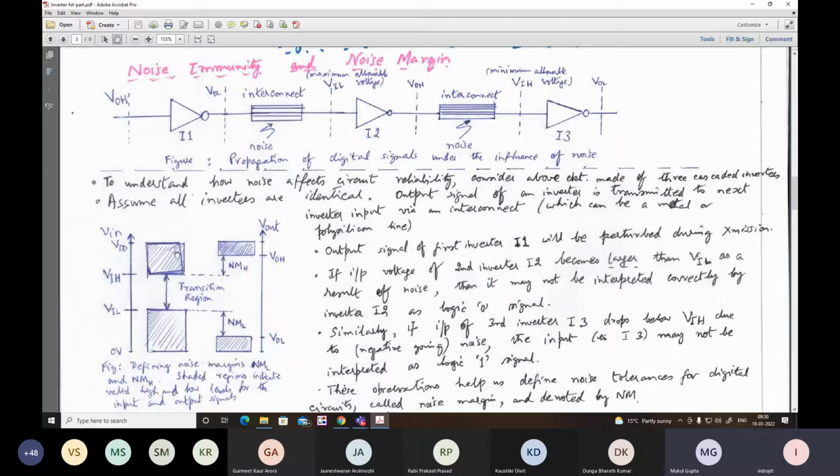That means on the output side, this is the voltage range. So VOH is the typical lower end of the logic 1, and VOL is the typical higher end of the lower side of the voltage when you are concentrating on the output of a typical inverter. And correspondingly, when it passes over an interconnect and appears at the input of the next inverter, at the input side the range is a bit different.